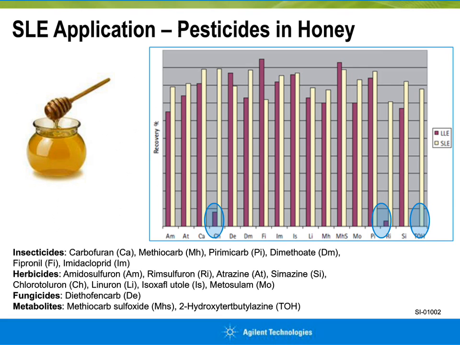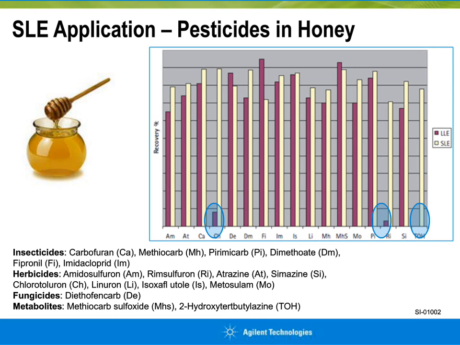Here's an example of using SLE for pesticides in honey. Specially highlighted in the blue circles are some compounds which are not even detected or extremely low by conventional liquid-liquid extraction, highlighted by the red bars. The SLE are the yellow bars. So we see that SLE gives us great recovery in most cases relative to liquid-liquid extraction. Other examples are azo dyes in textiles, caffeine in black tea, polyphenols in wine, phthalates and whiteners in cosmetics.